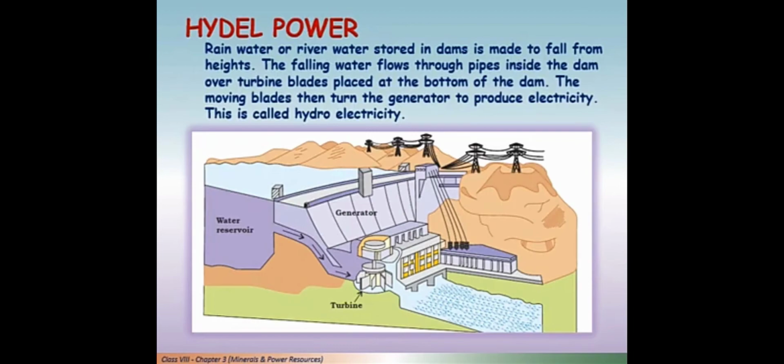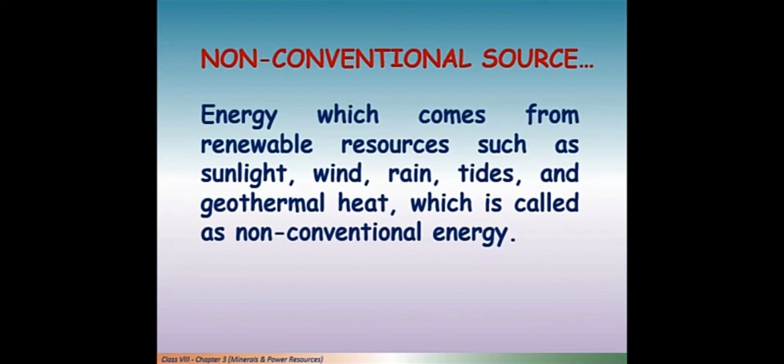And what have we gone through in conventional resources? First one, firewood. Second one, fossil fuels like coal, petrol, natural gas. And third one, hydel power. And non-conventional resources, I already said that nowadays we are consuming more petrol, diesel, natural gas, etc.